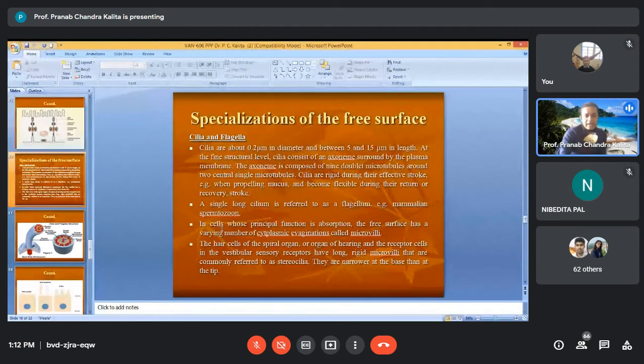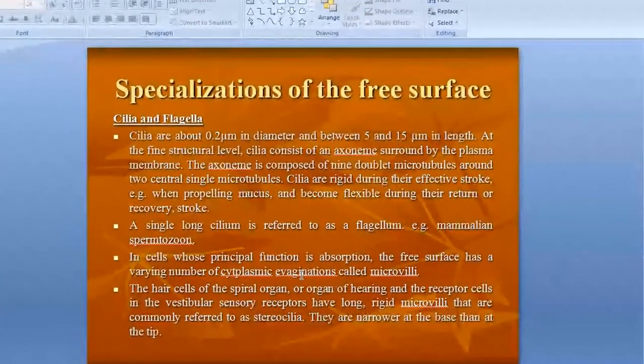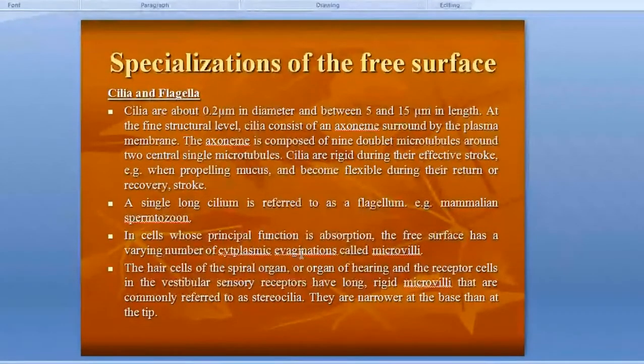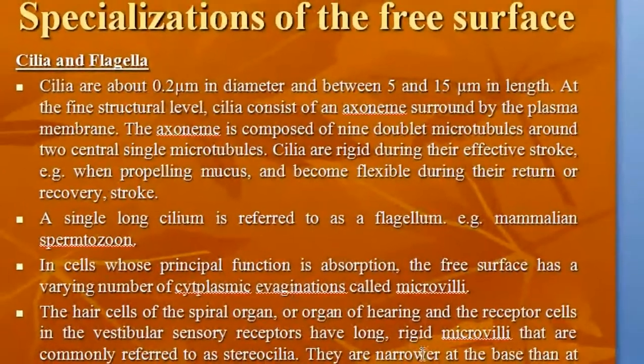Now what is the microvilli? In cells, especially intestinal epithelial cells, whose principal function is absorption, the free surface has a varying number of cytoplasmic evaginations. This is called microvilli. Clear? You get the point. Cilia means it consists of axoneme surrounded by plasma membrane. If it is single cilia, that is called flagella. If it is a cytoplasmic evagination of the free surface, especially in the intestinal cells, that is called microvilli.